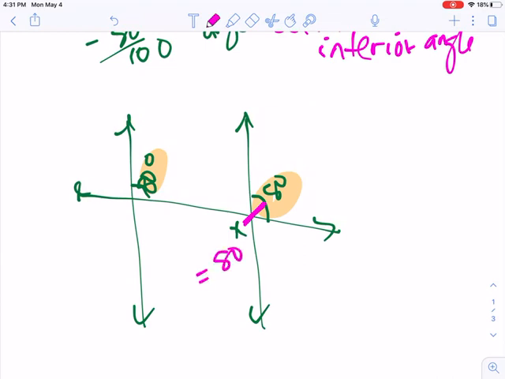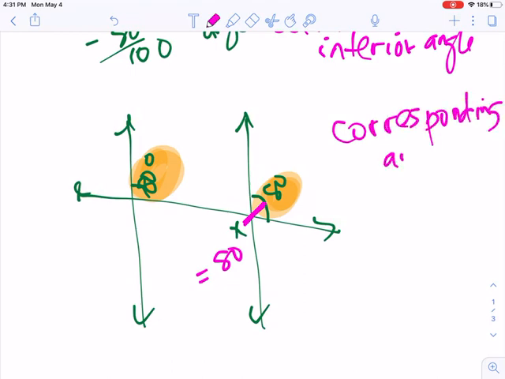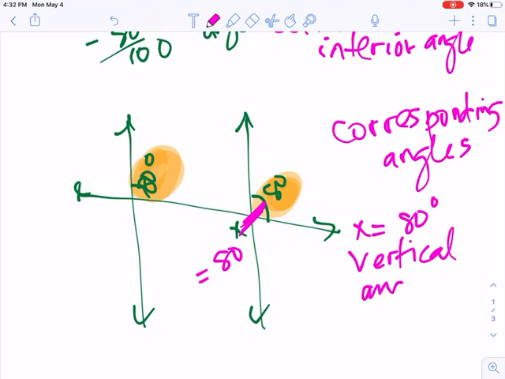Do you see? This is the third way that I found this same angle. I found the angle on the bottom here that is congruent to the angle that I'm given by reason of corresponding angle. And then I used vertical angles. Then I said 80 is vertical to x, so I know that x is equal to 80 degrees by vertical angle theorem. You see, that's 3 different ways that I've done the same problem.